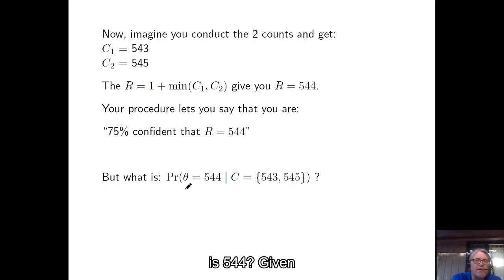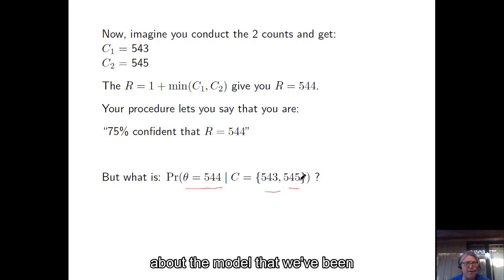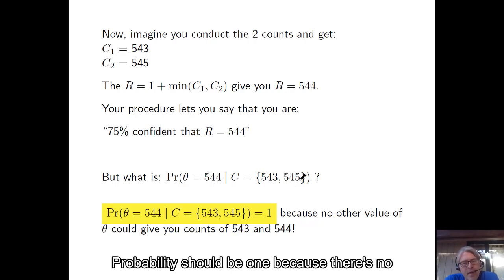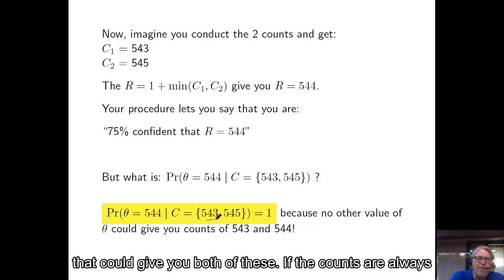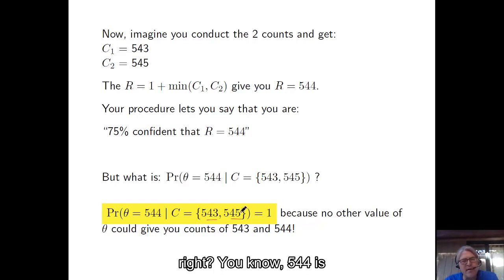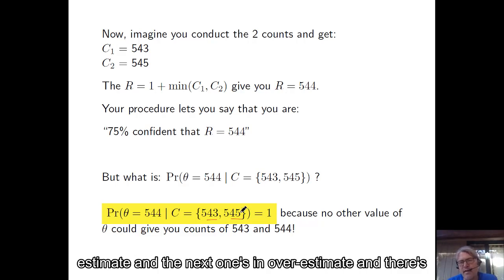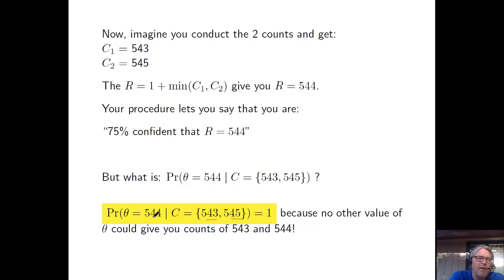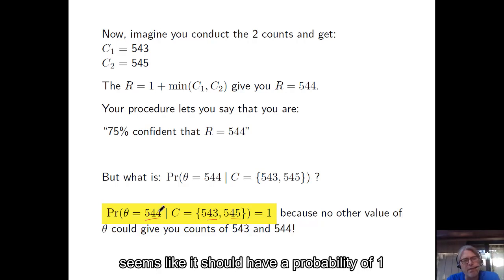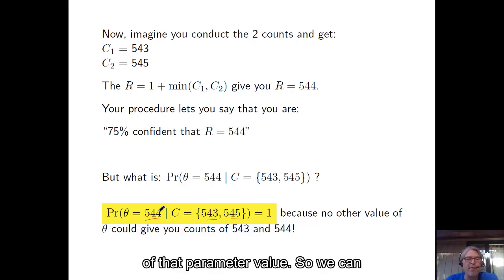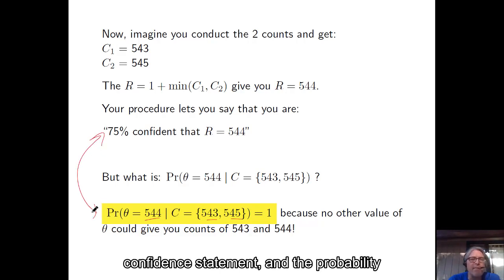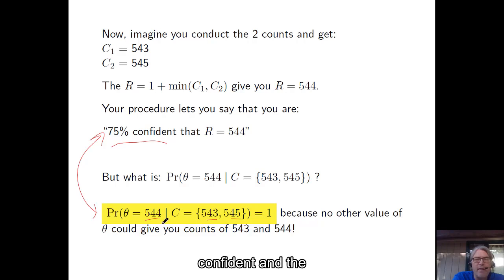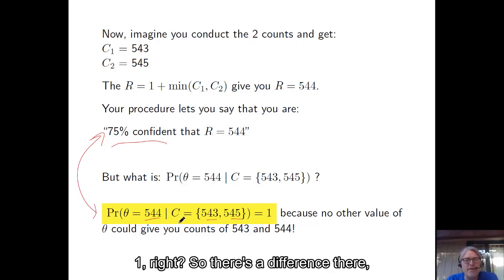What's the probability that the truth is 544, given that this is the data? Assuming that everything about the model that we've been given is correct. I haven't lied to you about how the machine works. What is that probability? It seems like that probability should be 1, because there's no other possible value that could give you both of these if the counts are always guaranteed to be off by 1, right? 544 is right in the middle there, so that means the first one's an underestimate and the next one's an overestimate, and there's no other way to explain that data. Since that's the only possibility, it seems that it's guaranteed that 544 is the true number, so it seems like it should have a probability of 1. And that is indeed the Bayesian probability of that parameter value. So we can see that the confidence statement and the probability that the truth has that exact value are not the same thing. The confidence statement is 75% confident, and the probability in this case is 1, right? So there's a difference there.